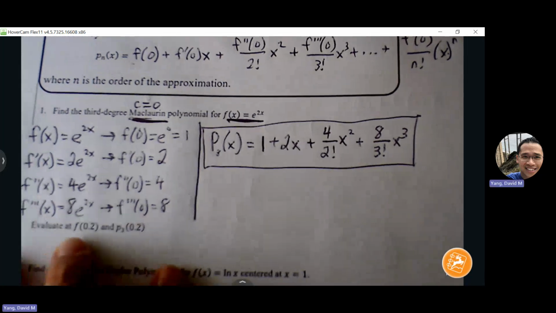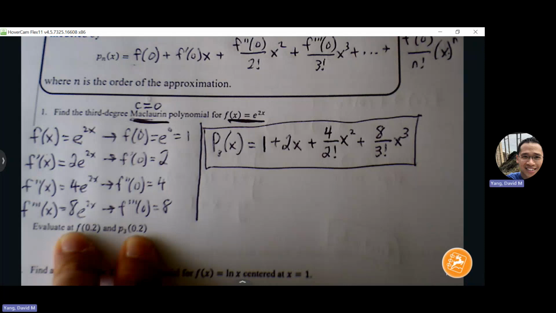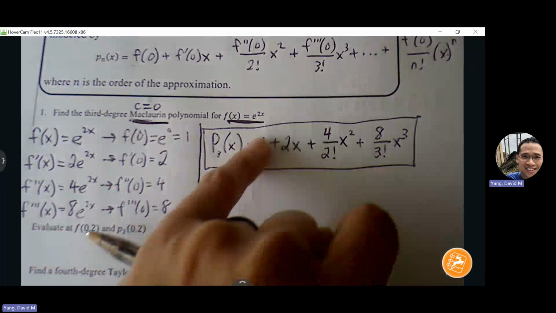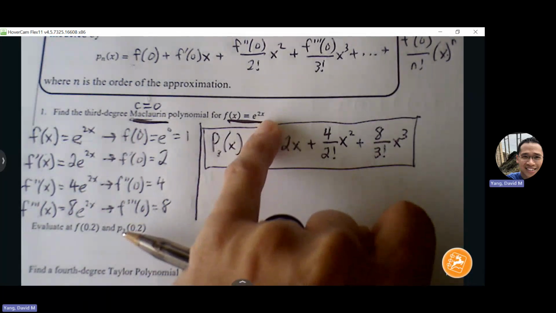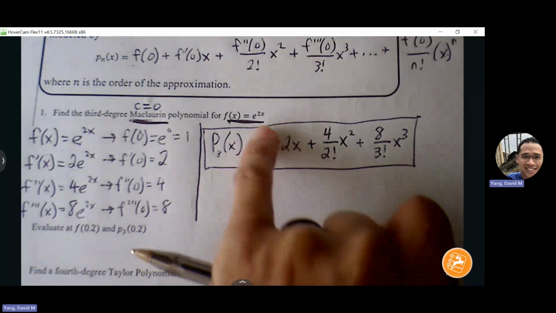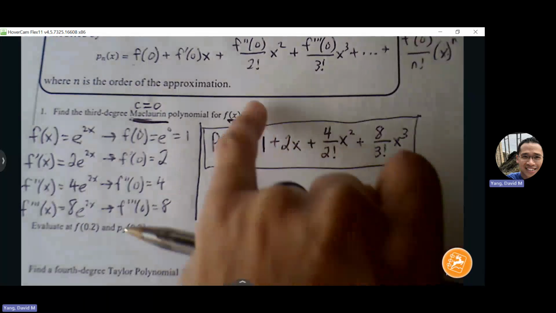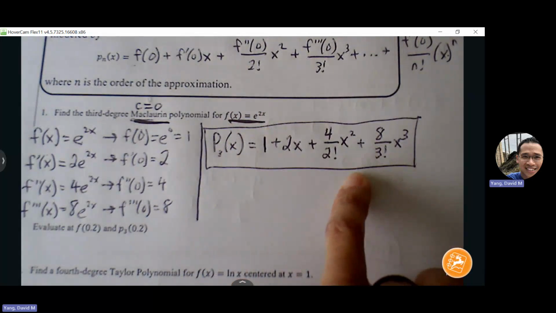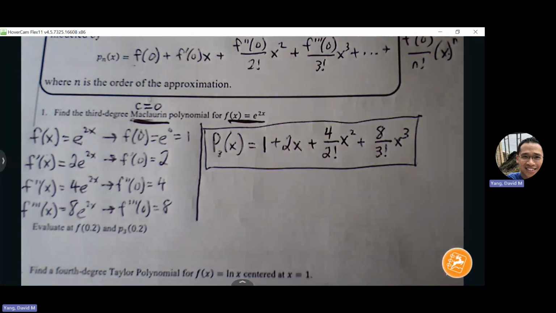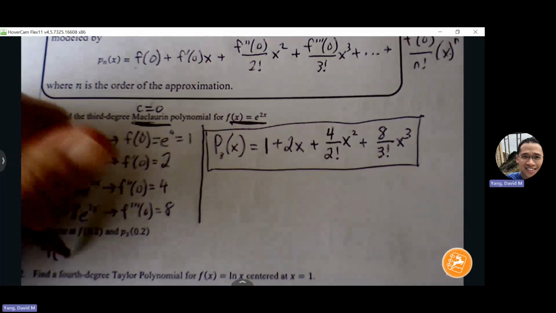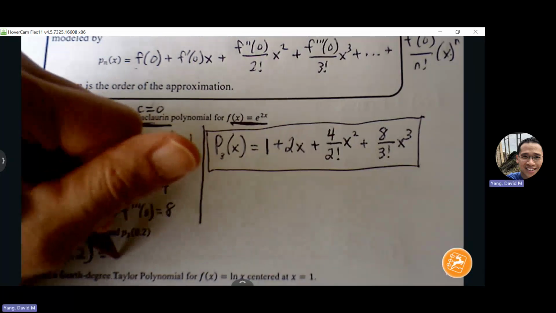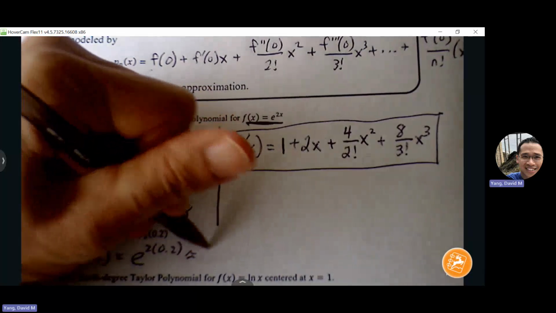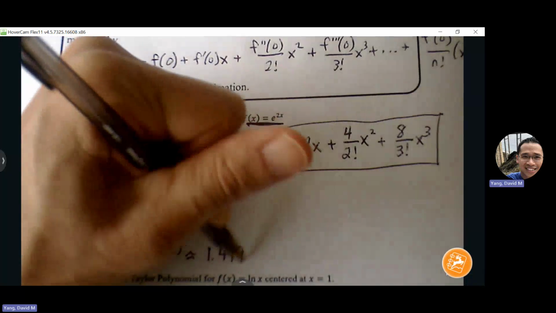Next up, it says evaluate f of 0.2 and the polynomial at 0.2. So we know that these are not the same thing. The polynomial is trying to mimic f of x. If I plug 0.2 in here versus 0.2 in here, these should be pretty close, but they're going to be off because this is only an approximation of f of x. But we can use our calculator. f of 0.2 is equal to e to the 2 times 0.2, and this is roughly 1.4198.